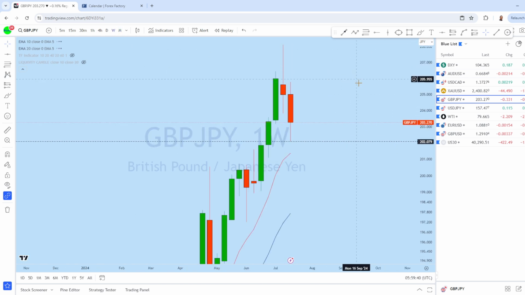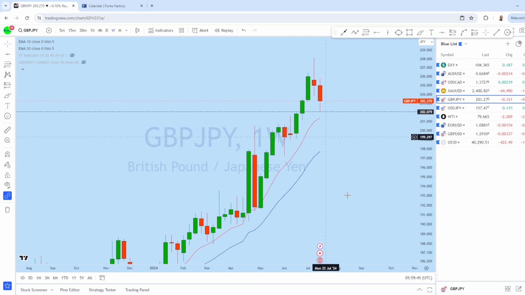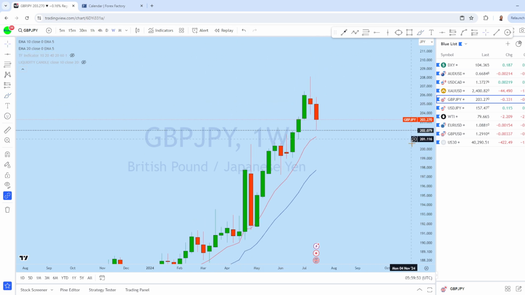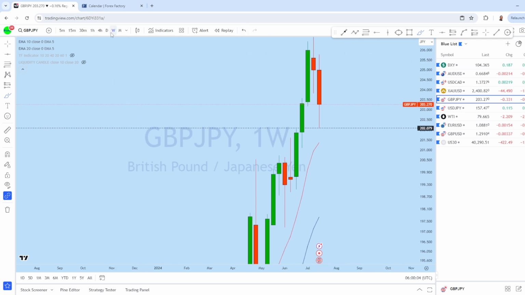Now looking at the weekly chart, we can see that so far weekly price action is bullish. We can see an impulse followed by a correction, and another impulse followed by a deeper correction on GBP JPY. We will be waiting on GJ for the price to retest, or even create a new lower low, before bouncing back to the upside to create a new higher high.